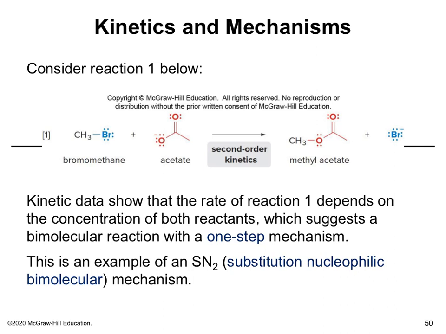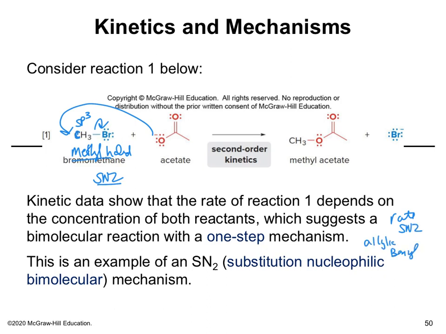This is going to be SN2, and this is a methyl halide because the sp3 carbon is not bonded to any other carbon. So this is SN2. Remember, what's the rate for SN2? You have allylic, you have benzylic, they're fast, you have methyl, then you have primary, and then you have secondary. So those are the rates for an SN2 reaction, bimolecular.